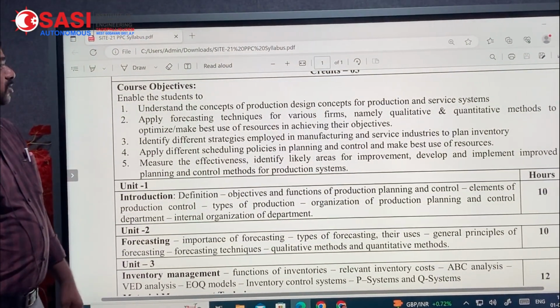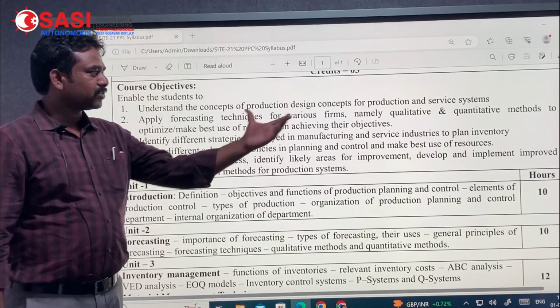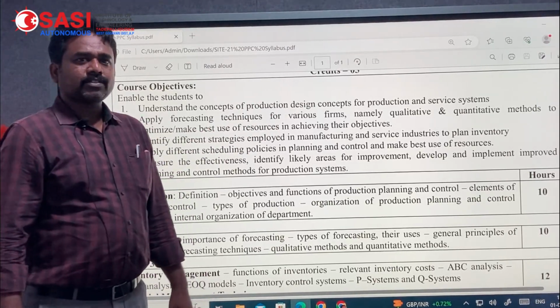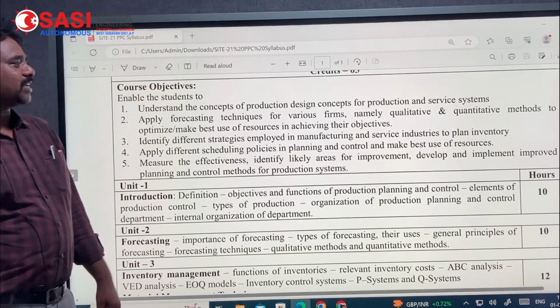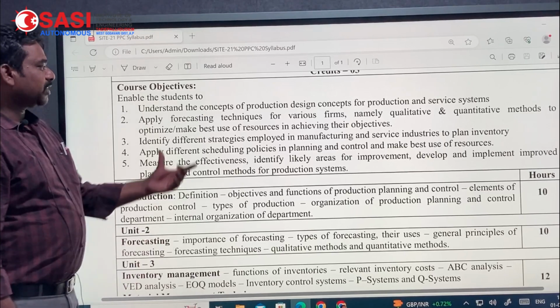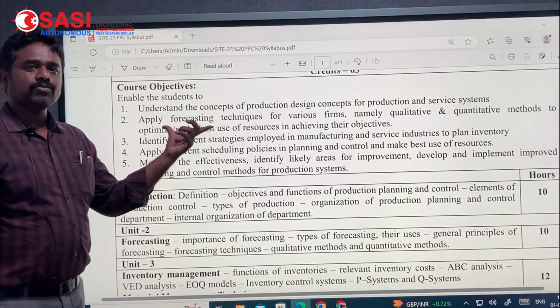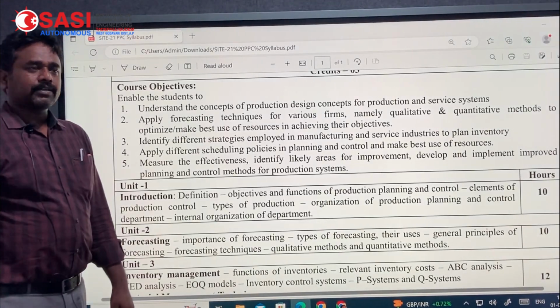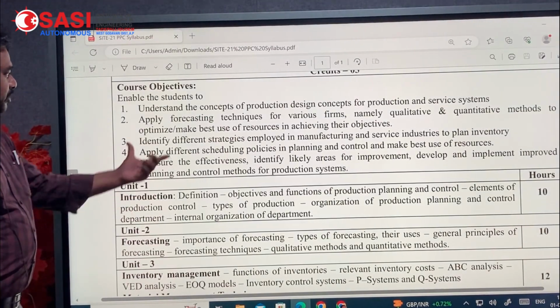There are various forecasting techniques, like qualitative and quantitative methods, different types of forecasting methods. We can see which forecasting method is best suited for our organization, and accordingly apply those techniques in order to identify what our future in the market is, based on the techniques we are using.